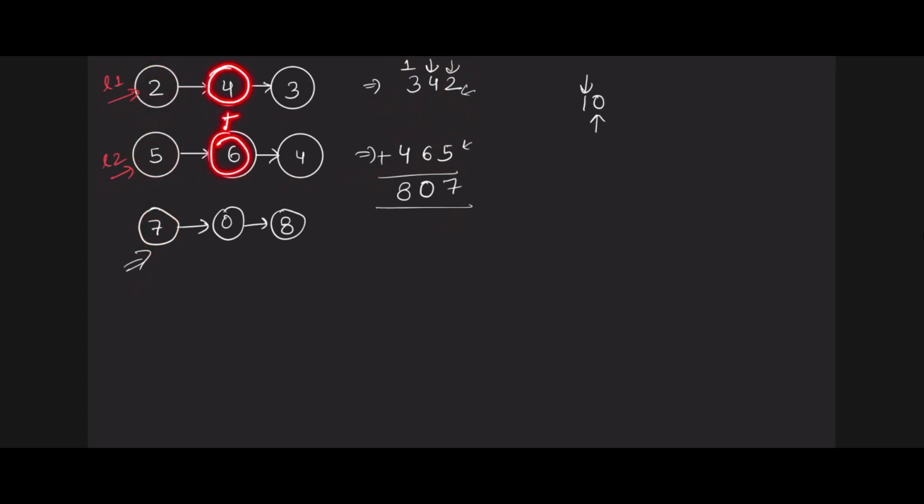Then we do 4 plus 6. Now in this case, 4 plus 6 will be 10. And as I told you, in this case, whatever is the last digit, that we write here, and the other digit is taken on as a carry.